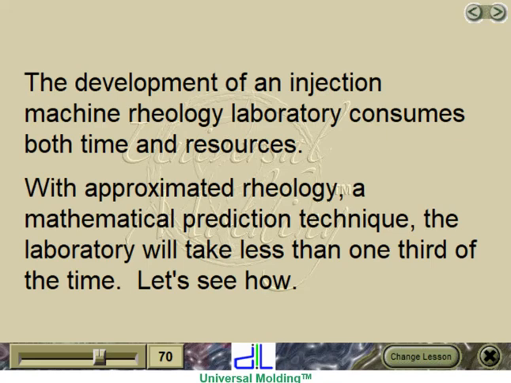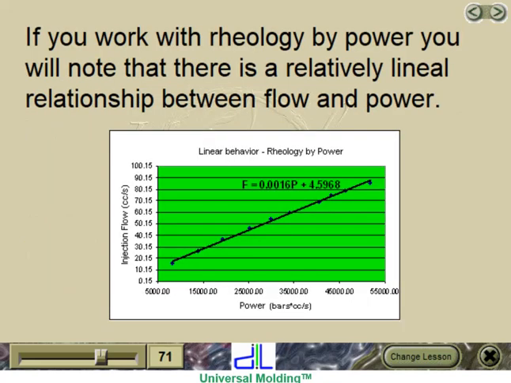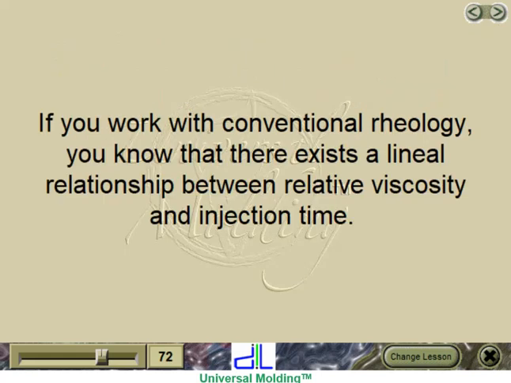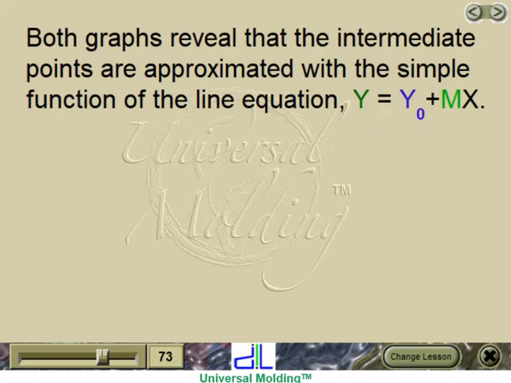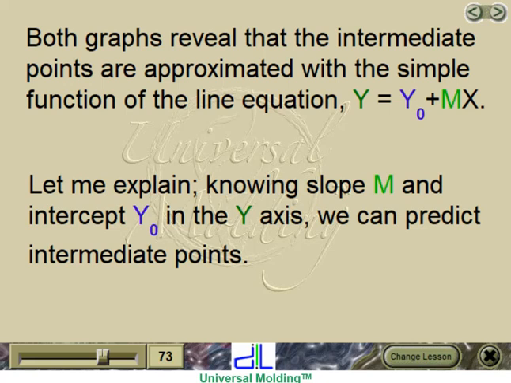Let's see how. If you work with rheology by power, you will note that there is a relatively linear relationship between flow and power. If you work with conventional rheology, you know that there exists a linear relationship between relative viscosity and injection time. Both graphs reveal that the intermediate points are approximated with the simple function of the line equation, y equals y sub naught plus m times x. Let me explain. Knowing slope m and intercept y sub naught in the y-axis, we can predict intermediate points.